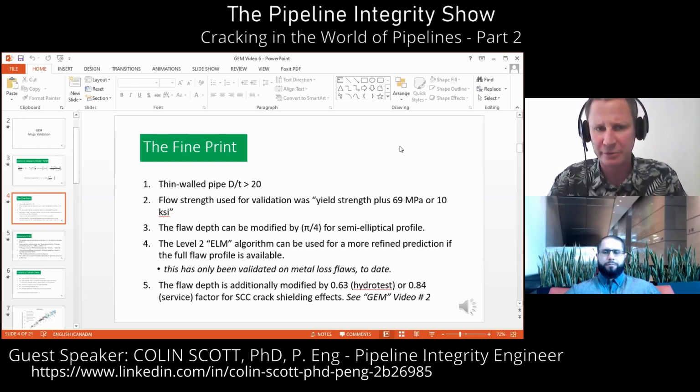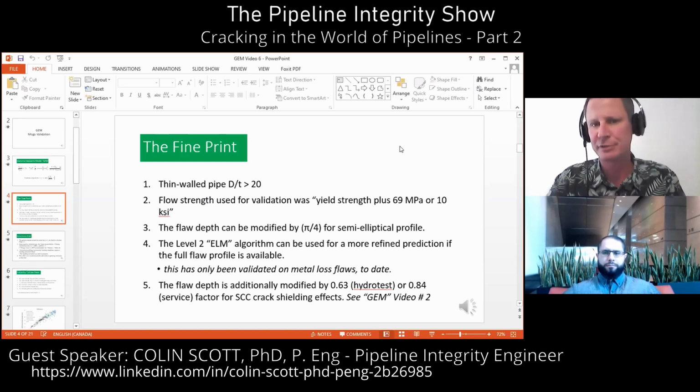With the flaw depth, I can modify that by a pi over 4 factor. That's pretty standard in the fracture mechanics business. Essentially, with pi over 4, you're approximating the semi-elliptical profile of the crack, and that mathematically, geometrically turns out to be the average depth along the crack front.